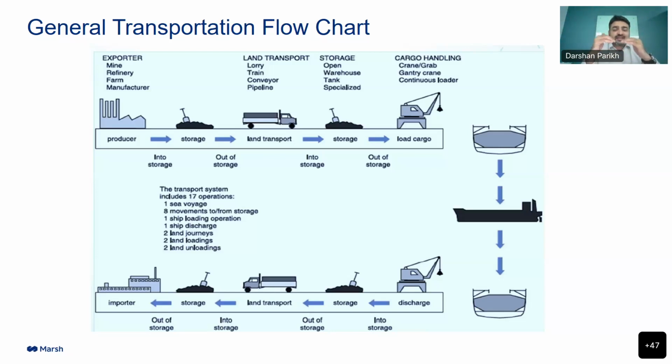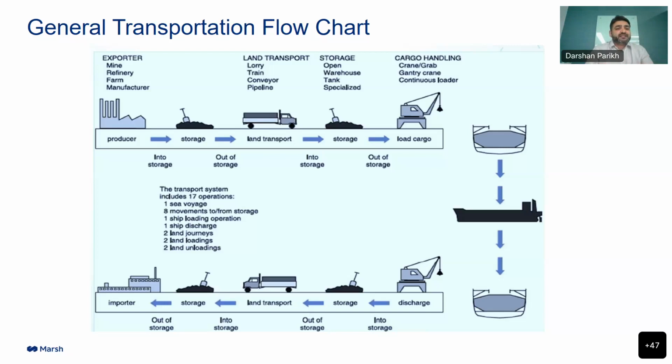And then once the ship arrives, it becomes the unloading stage, then moves to the storage, to the designated warehouse, and thereafter to the final customer. So you could see that there is one sea journey and 8 movements to and from storage. There's a loading operation, discharge operation, land journeys, land loading, and land unloading. So if you look at it from that perspective, things can go wrong at various stages.